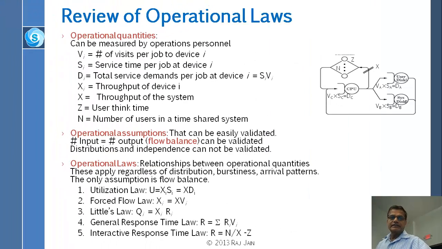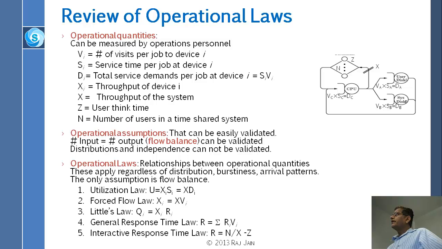So that finishes the operational laws. And by now, after having done the homework, at least some of the symbols would become familiar to you. V for visit ratio, S for service time, D for total demand, X for throughput, Z for user think time, and N for the number of users in the system. Now we are going to use these same symbols throughout the rest of the queuing theory, right? So you just have to get used to those.